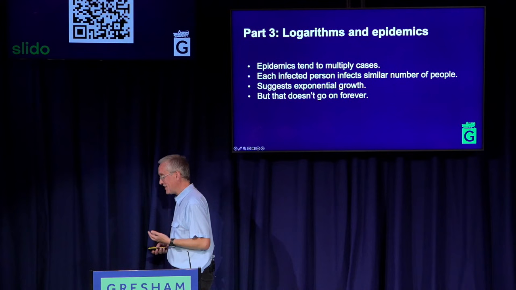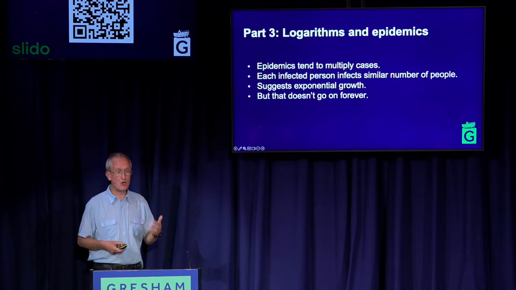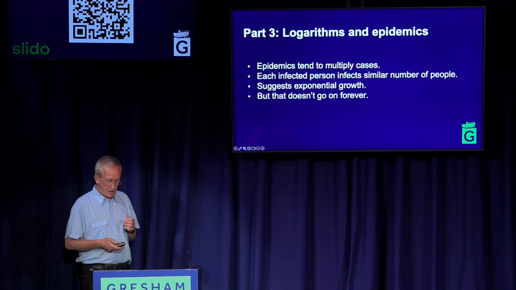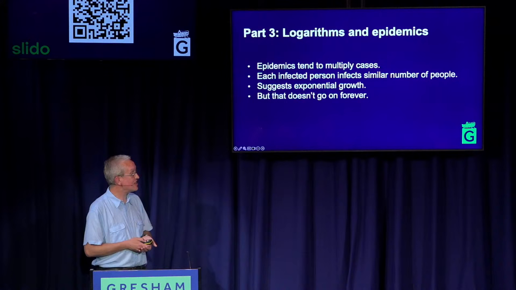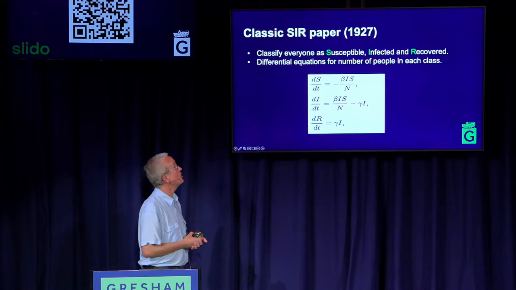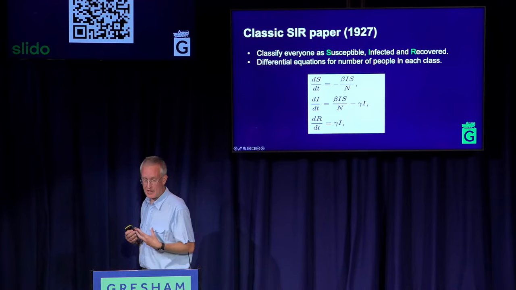It does run out of steam eventually, but particularly in the early waves of the pandemic before we had any vaccines, the exponential growth could be uncomfortably long. And so we'd like to understand how this happens. And actually, it turns out nearly 100 years ago, we understood this. There is this classic SIR paper of 1927 that sets out some mathematical equations that essentially says how pandemics evolve. And so it's a toy model.